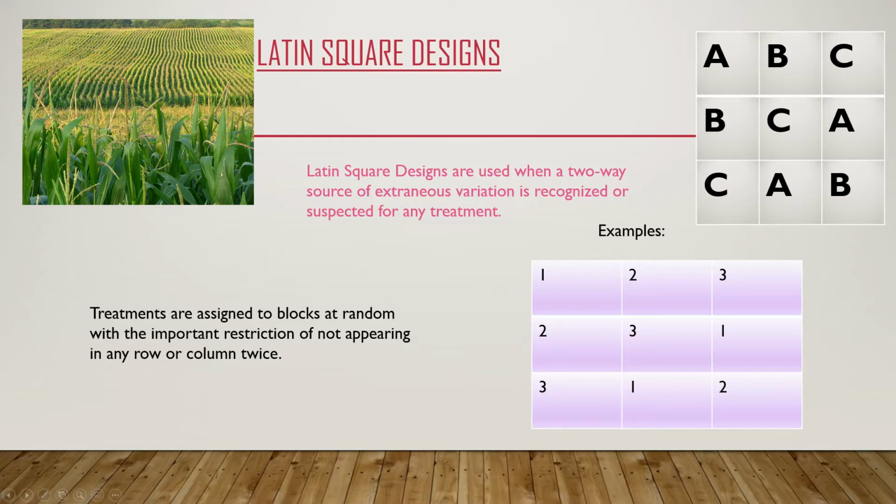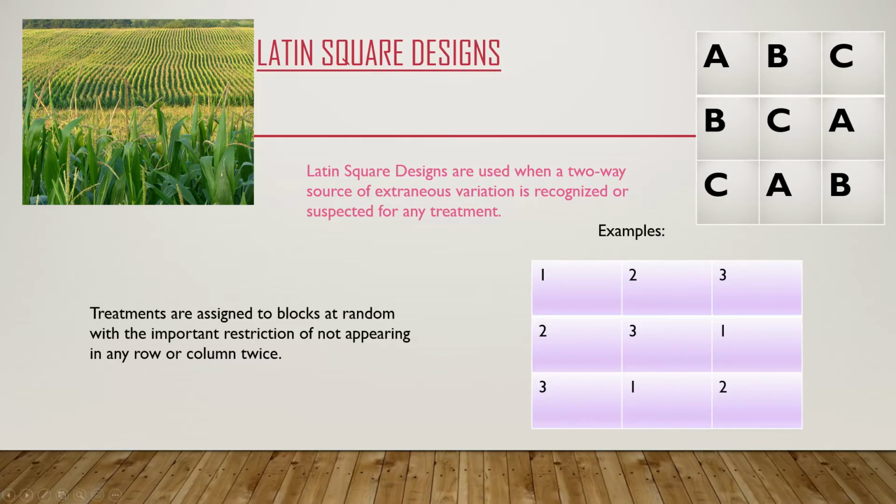So if we look at this example, we would see how if one of them is going to affect the first block in each column, we would have to come up with a method such that it only affects one treatment once, and we can still use this plot. So treatments are assigned to blocks at random, but the only restriction is it not appearing in any row or column twice.